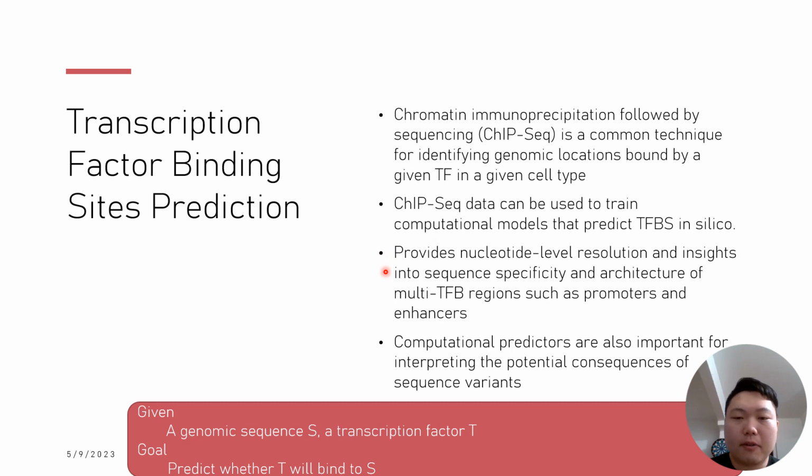And these models can provide nucleotide level resolution and insights into sequence specificity and architecture of multi-transcription factor binding regions, such as promoters and enhancers in the DNA. The computational predictors are also important for interpreting the potential consequences of sequence variants. So to formulate this problem, these models, given a genomic sequence S and the transcription factor T, try to predict whether T will bind to S.